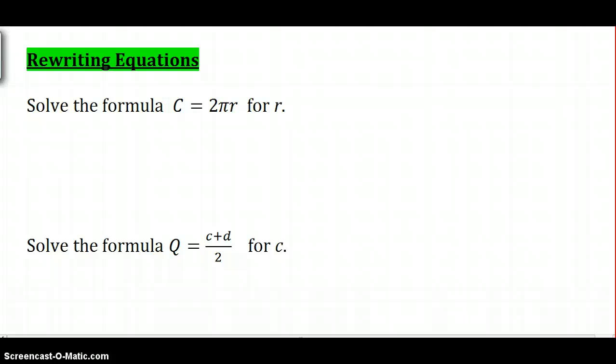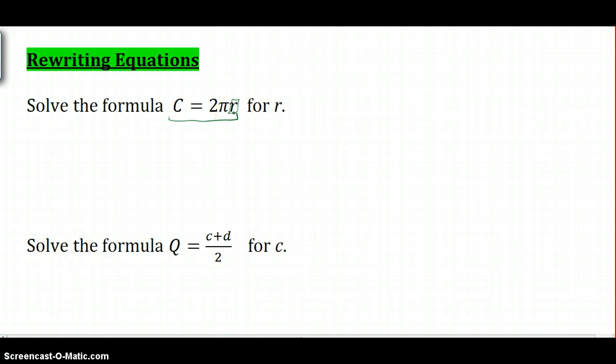The last section is talking about rewriting equations, and really you're solving for equations in almost the same way. It's just that there's more letters. There's not just one variable. So for example, here we have solve the formula C equals 2 pi r for r. So in this equation, we want to solve for r. Right now it's solved for C, we want to solve for r.